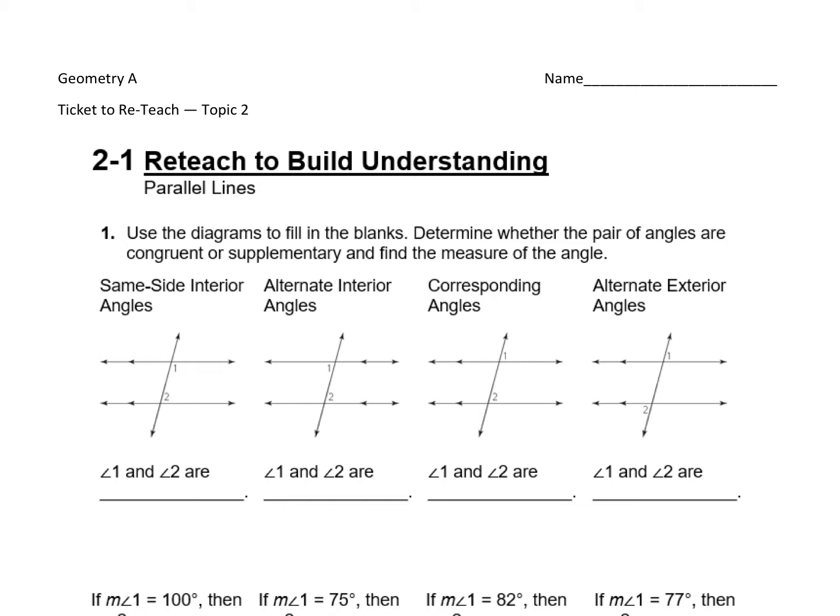So first we have parallel lines cut by a transversal. 4 examples of that. Same side interior angles. Angles 1 and 2 are same side interior. If you notice, they are on the inside of our parallel lines, so that's where the interior comes from, and they're on the same side as the transversal. So same side interior angles will be supplementary.